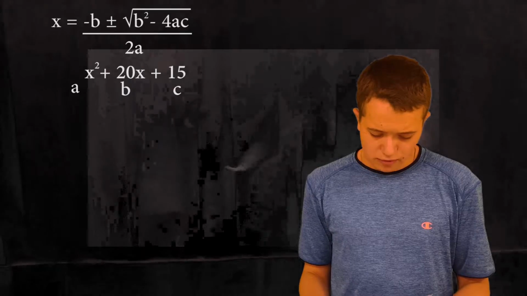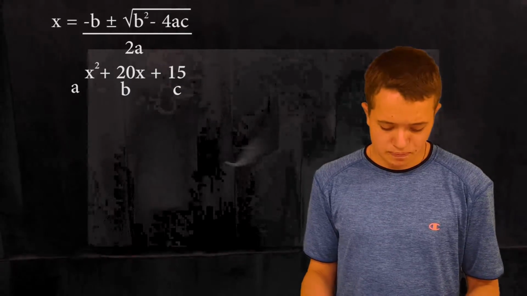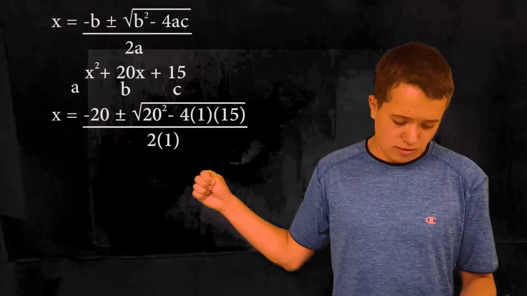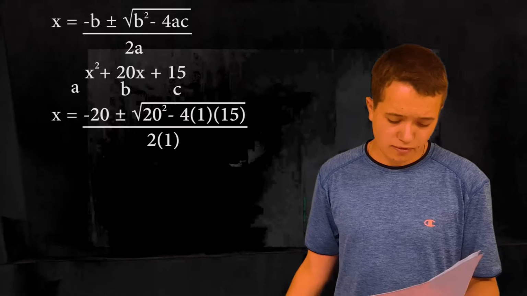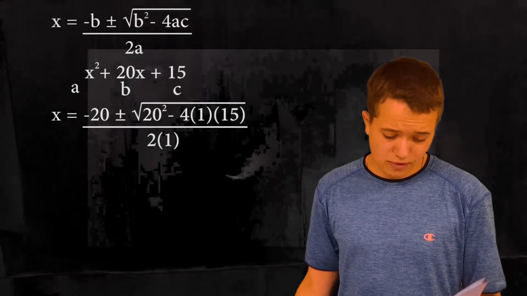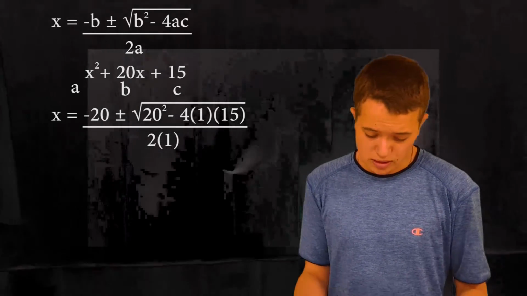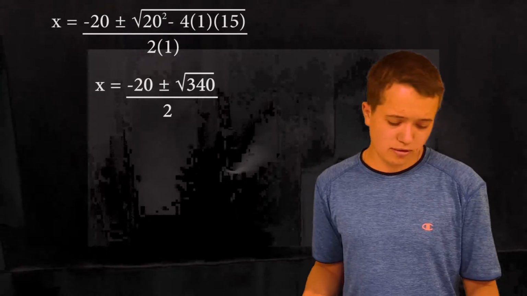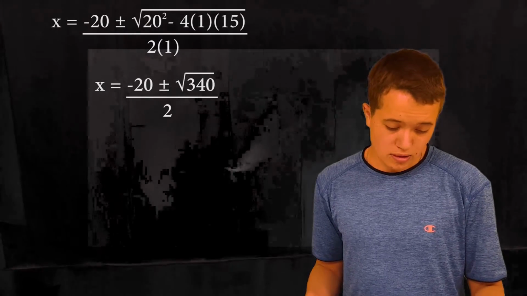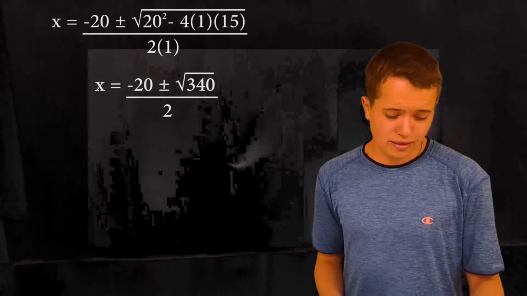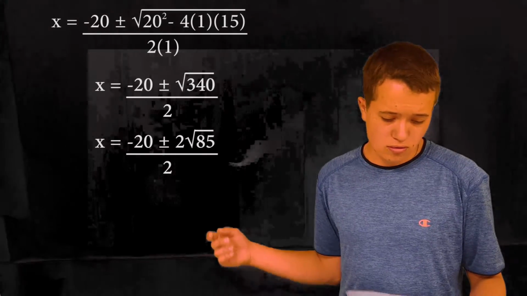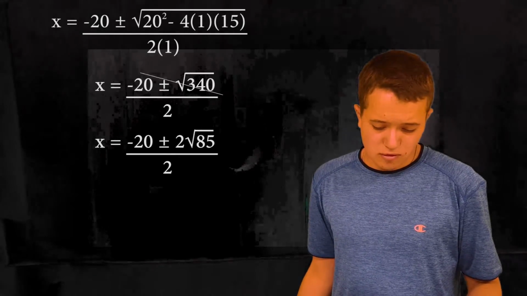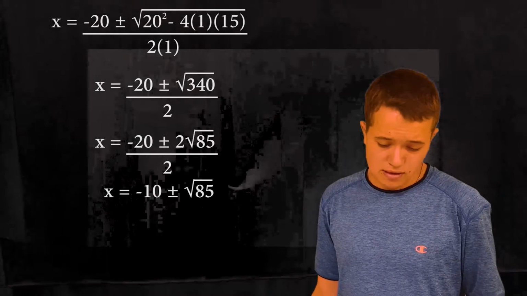So if we substitute everything from our equation into the quadratic formula, we get something like this. Opposite of 20 plus or minus the square root of 20 squared minus 4 times 1 times 15, divided by 2 times 1. This then becomes negative 20 plus or minus the square root of 340, divided by 2, which can further be simplified into negative 20 plus or minus 2 square root 85, divided by 2, which leaves us with the answer of negative 10 plus or minus the square root of 85.